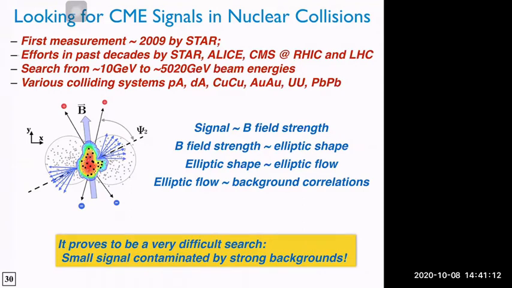The trouble here is that the signal basically is positively correlated with the magnetic field strength. The magnetic field strength, on the other hand, is positively correlated with the elliptic shape of your fireball. The elliptic shape, of course, is positively correlated with the elliptic flow. And finally, the elliptic flow is positively correlated with the background correlation. Background is driven by elliptic flow. They are roughly linearly proportional to each other. So that's why it's so hard to separate the background from signal.